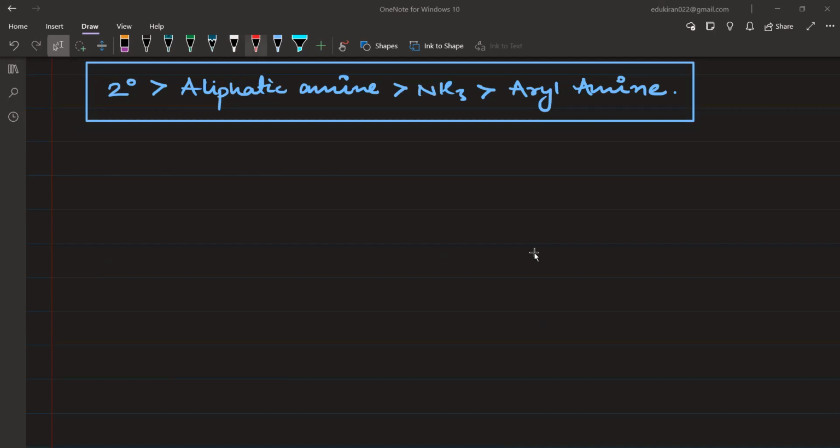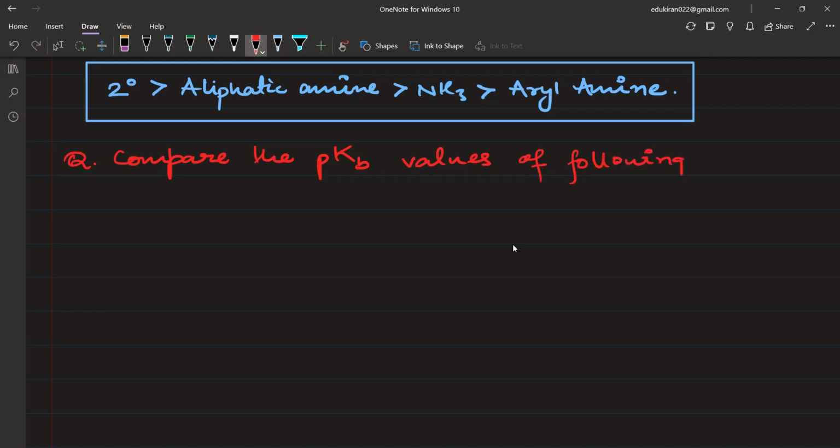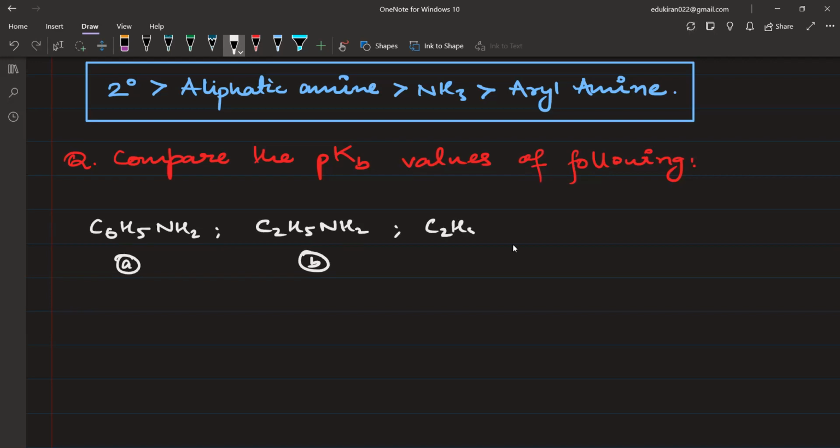Compare the pKb values of the following. A is C6H5NH2, B is C2H5NH2, C is (C2H5)2NH. Then you have D, NH3. Let's go.